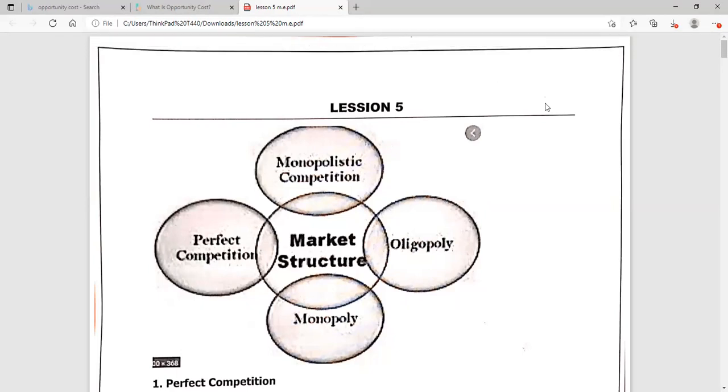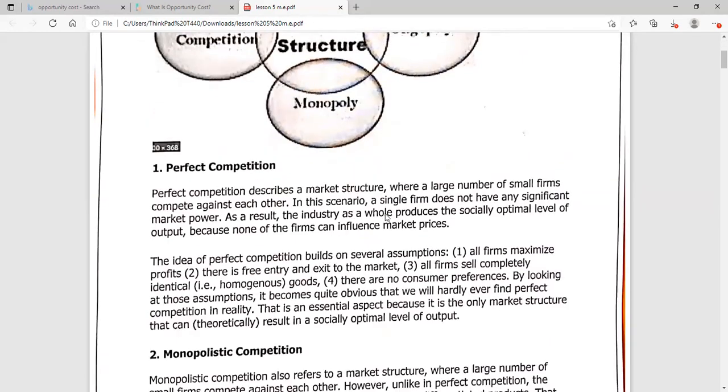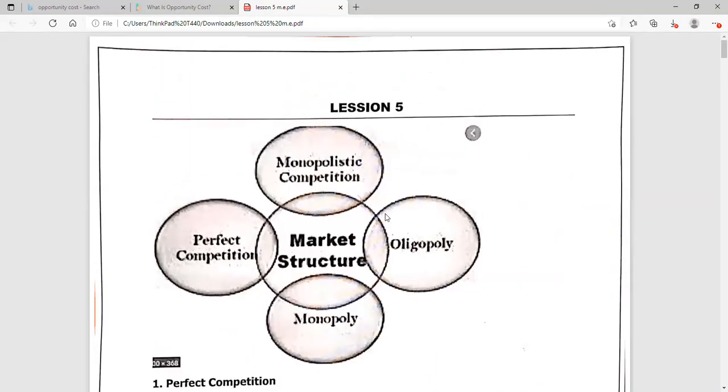Number one, easy entry. Yes, there's easy entry and exit, meaning any participant can enter at whatever time they feel like and leave the market. This kind of market structure has what we call identical goods. These goods are homogeneous. There's no product differentiation.